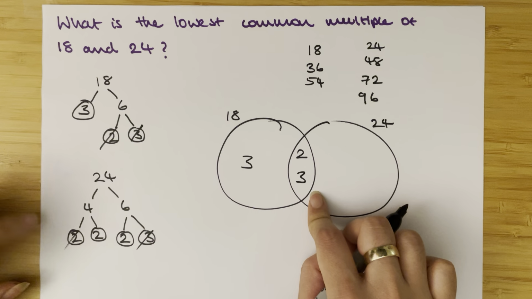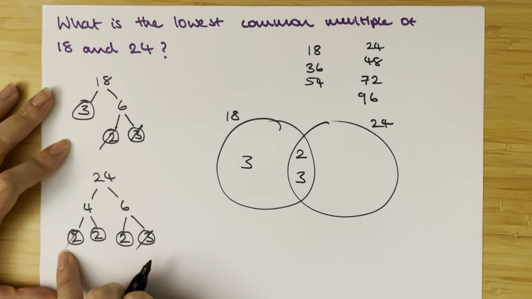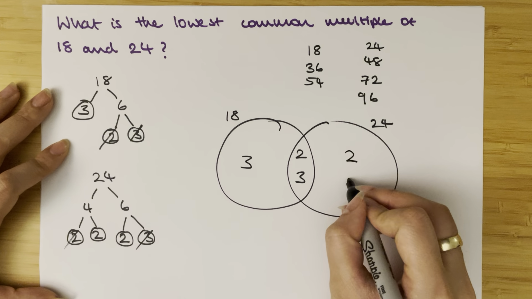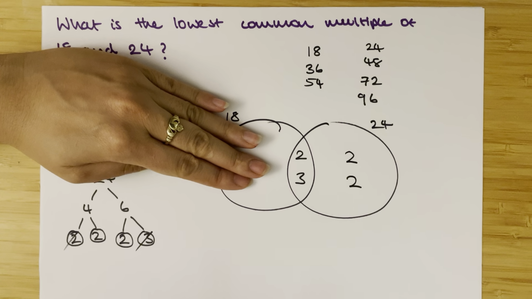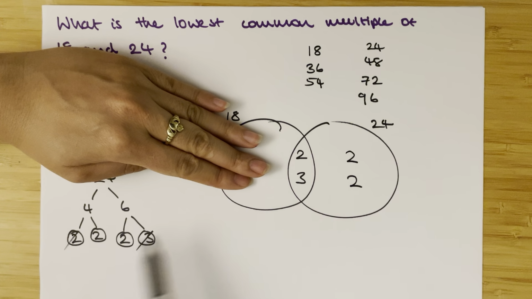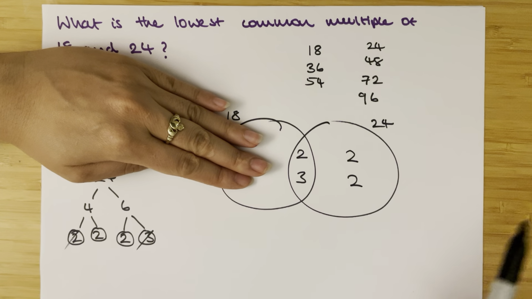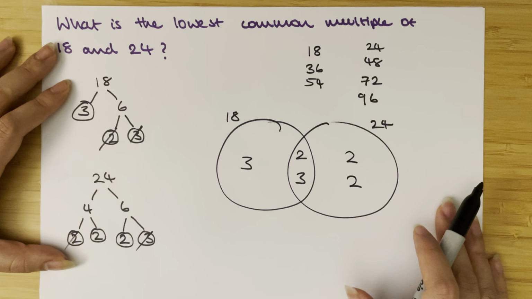And we need to do the same for 24. So we've crossed out the 2 and the 3 because they're already there. So what's left over is a 2 and a 2. And so when I cross out this part of the Venn diagram, I can see that the factors of 24 are 2, 2, 2, and a 3. So that is how the Venn diagram goes.